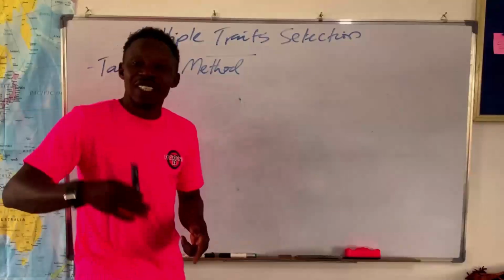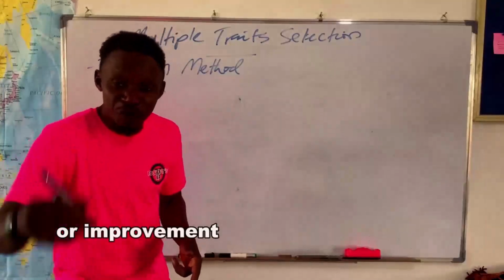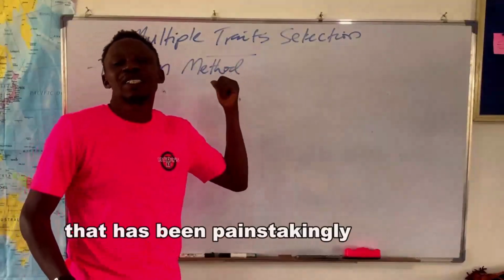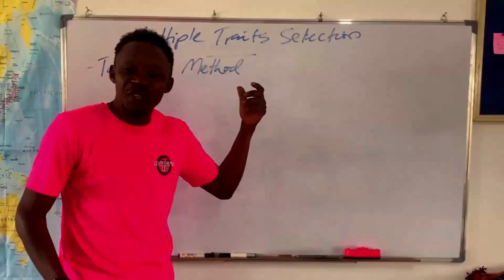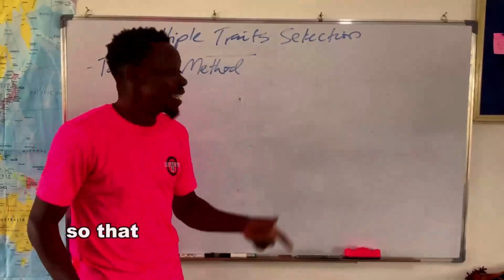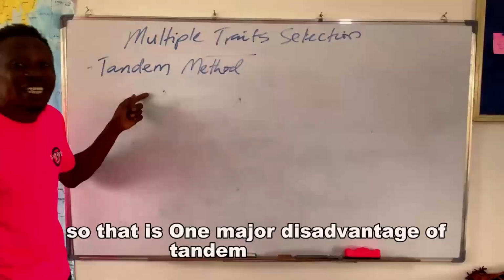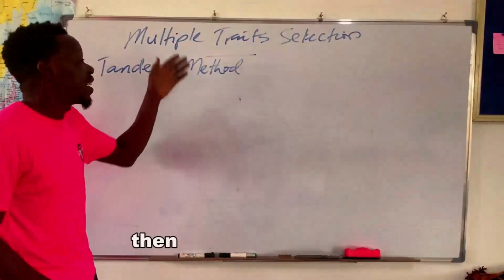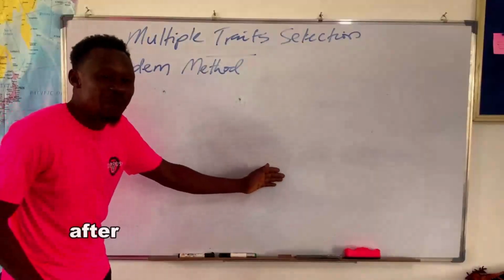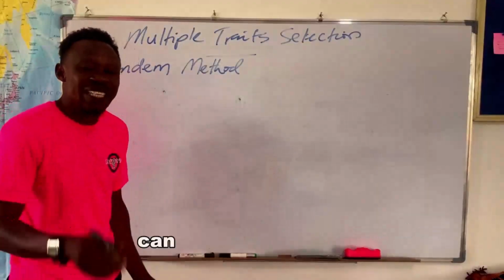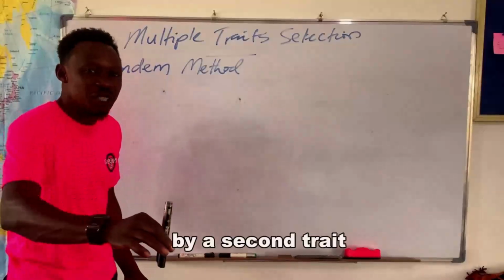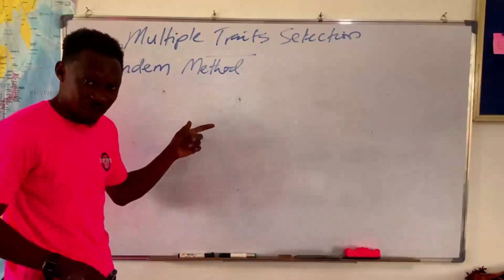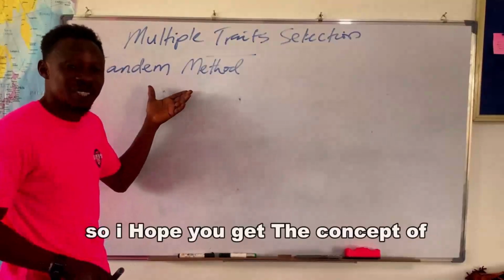That is because selection for the second trait or improvement sought for the second trait will be countering the improvement that has been painstakingly acquired or achieved on the first trait. So that is one major disadvantage of tandem selection. If the traits are negatively correlated, then gain that was made after many years of improvement on one trait can easily be cancelled by a second trait which is negatively correlated with the first. So I hope you get the concept of tandem selection.